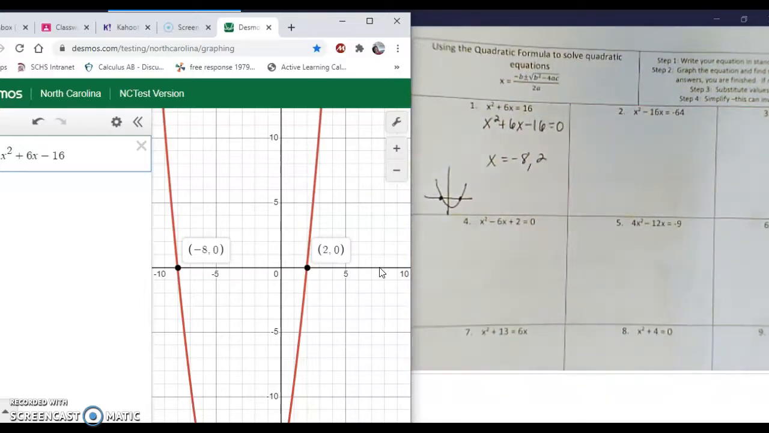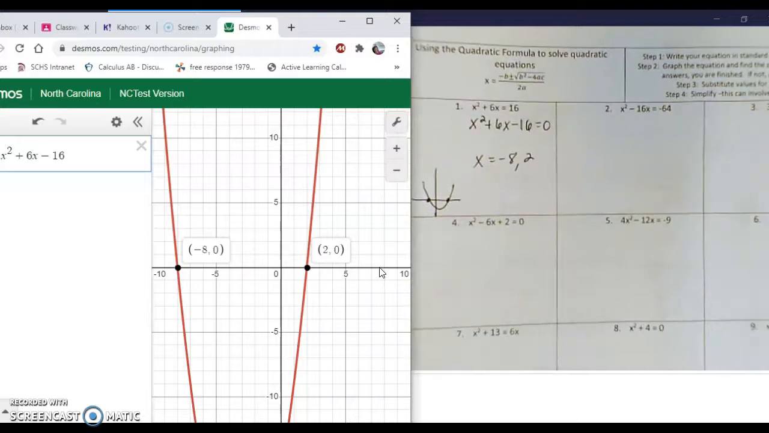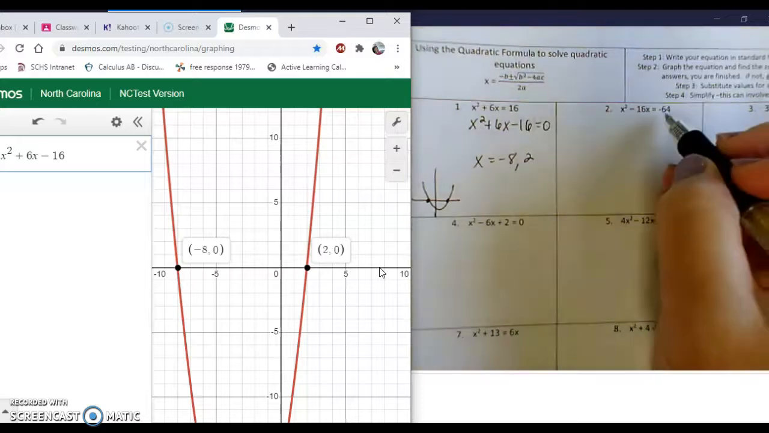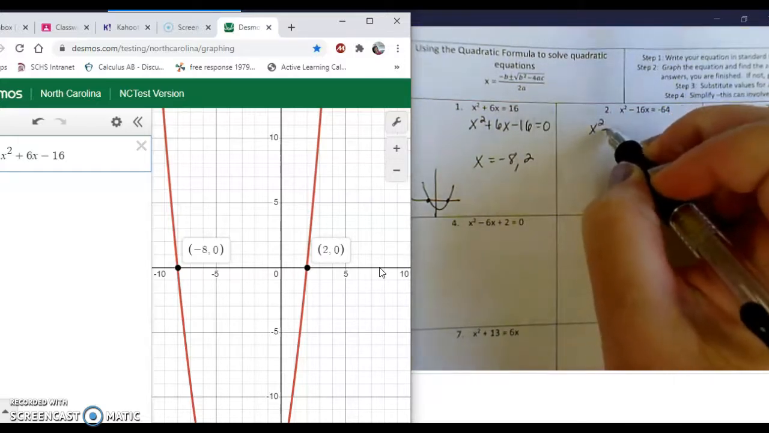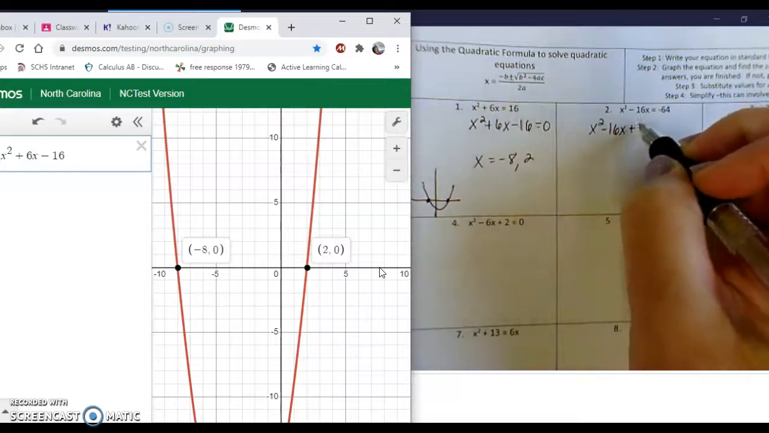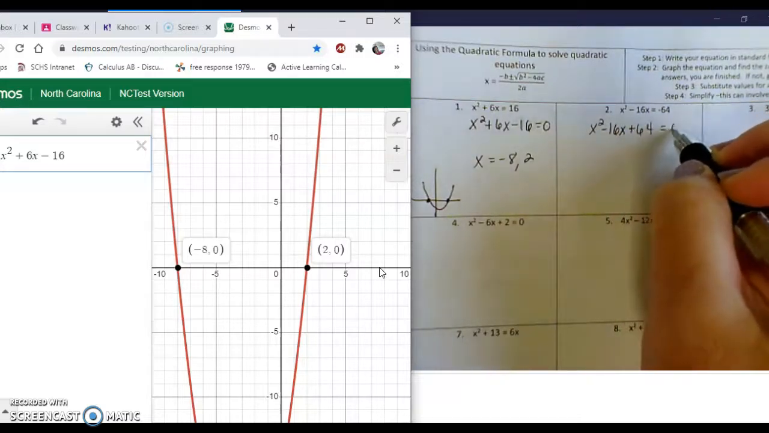Okay, no need to use the quadratic formula on that problem. All right, let's look at number 2. It said put it in standard form. So standard form means that this 64 has got to come over here. So you get x squared minus 16x plus 64 equals 0.